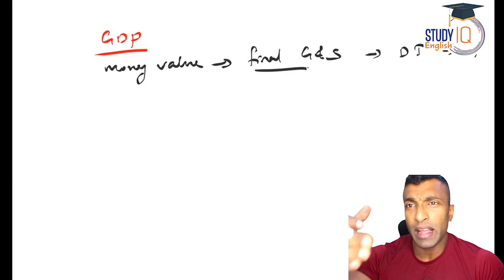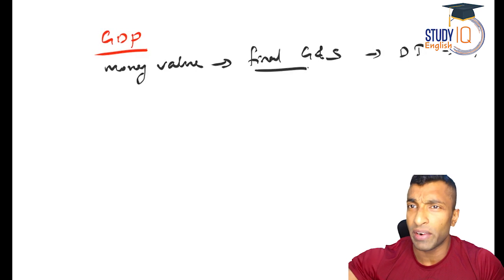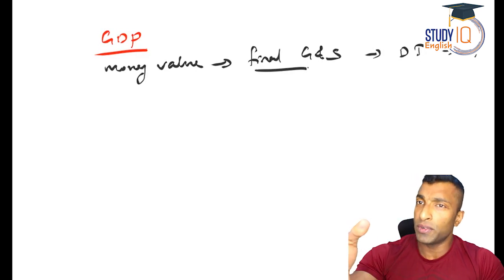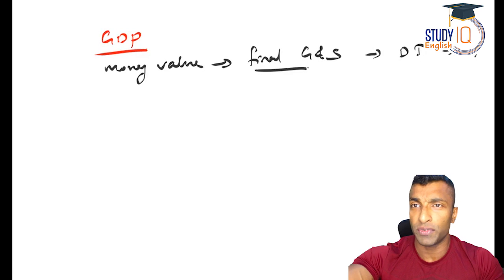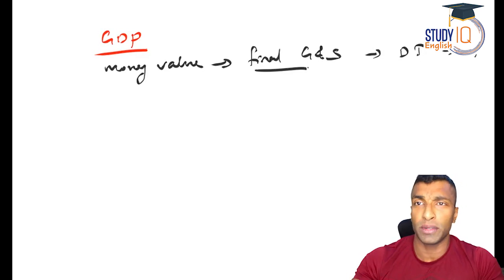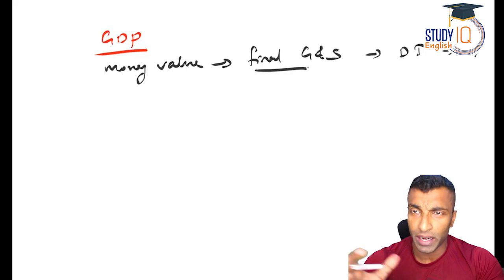What is a financial year? It is 1st of April to 31st of March. And that will be divided into 4 quarters also, 3 months each. Like April, May, June is the first quarter, and then July, August, September is the second quarter. Like that it will go. Quarterly GDP also we can calculate. I'll be coming to the calculation part later.